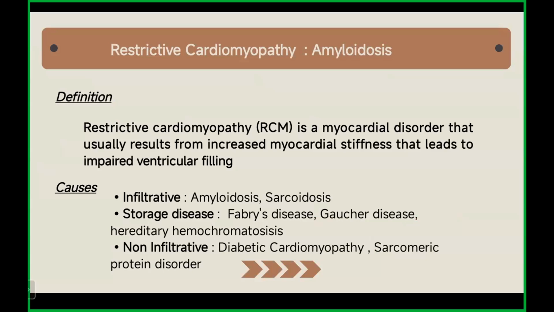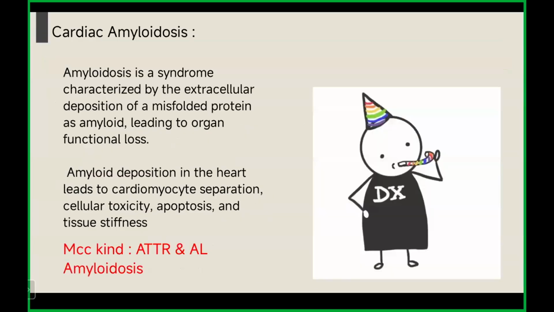sarcomeric protein disorder. And the more we talk in the discussion, the more we talk about amyloidosis, which is the main title of our discussion today, restrictive cardiomyopathy / amyloidosis. So, cardiac amyloidosis. What is amyloidosis? It's a syndrome characterized by the extracellular deposition of misfolded protein as amyloid, leading to organ functional loss.